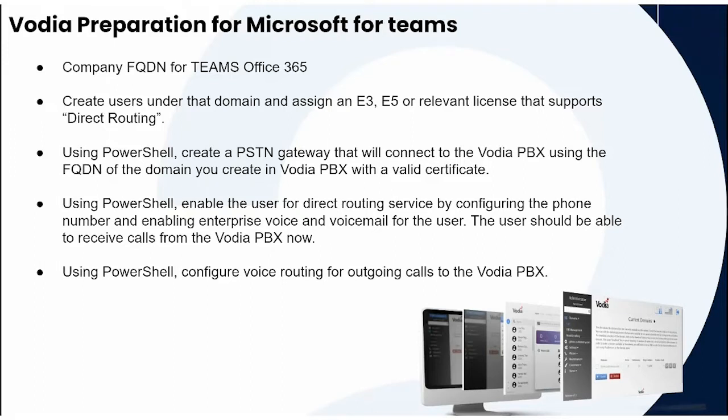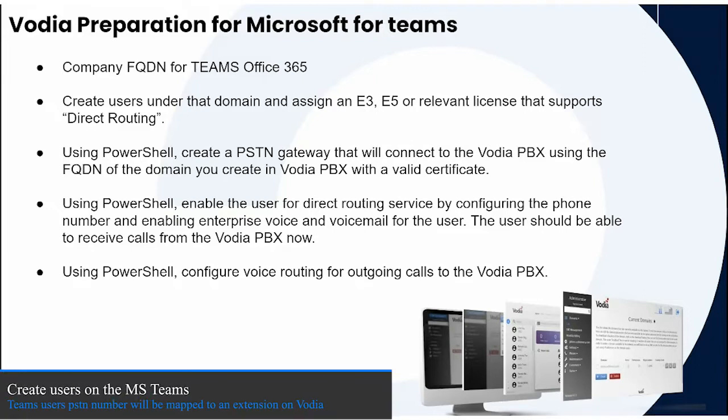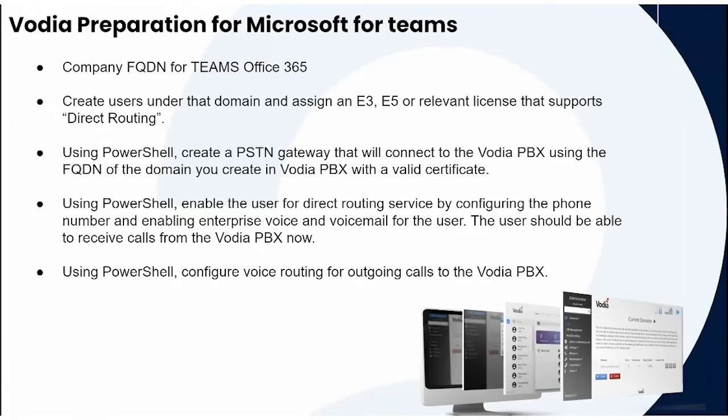Next, you will need to create a PSTN gateway that connects to the Vodia PBX. This will be the FQDN that belongs to the PBX. This step is now available in the Teams admin web portal and can be configured there.